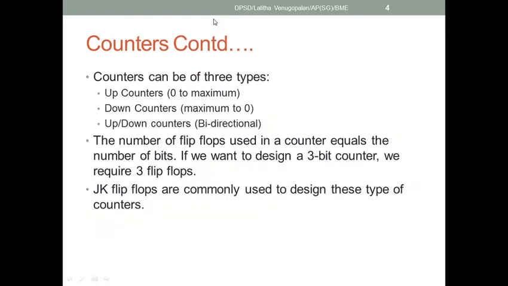Now counters can be of three types. It can either be an up counter, a down counter, or an up-down counter, also called a bidirectional counter. An up counter counts from 0 to a maximum value, a down counter counts from the maximum value to 0, and a bidirectional counter can count either way.